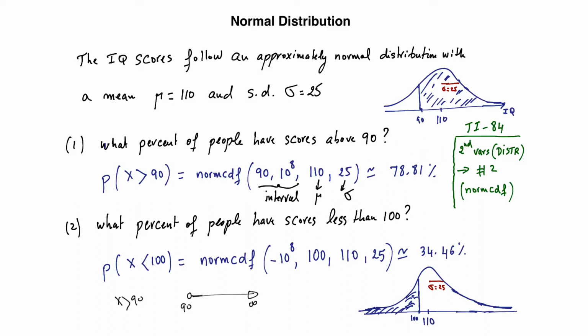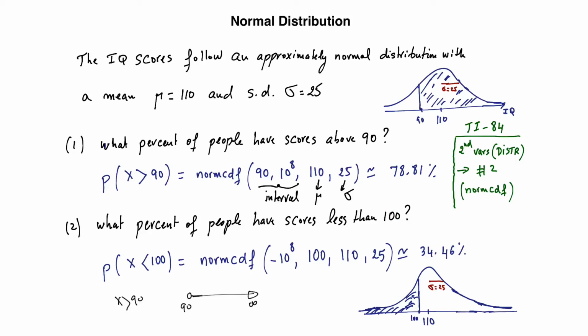Okay, let's do another example. Similar, I'm just changing numbers. I'm going in the opposite direction. Notice before I do the problem, I draw a picture. Okay, you've got to draw a picture. Label your x-axis, it's IQ scores. Make sure you label your two parameters, the mean and the standard deviation. And I would suggest you put the title here as well. Okay, always have a title. What percent of people have scores less than 100?